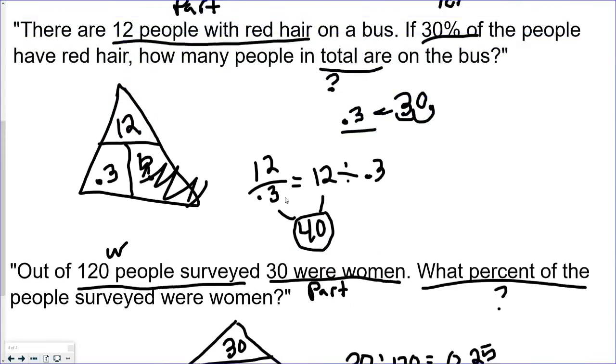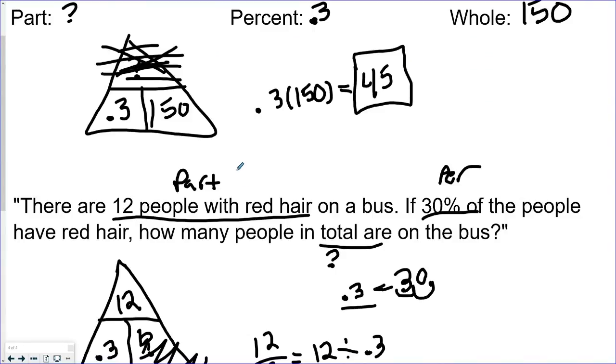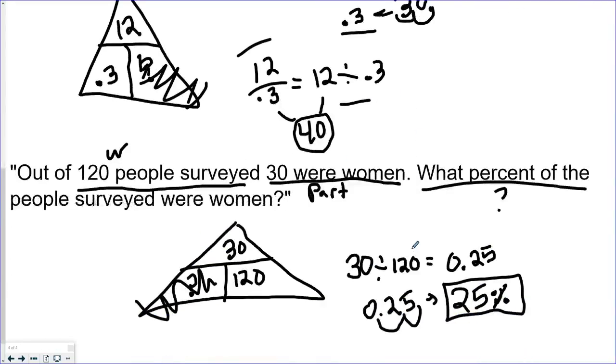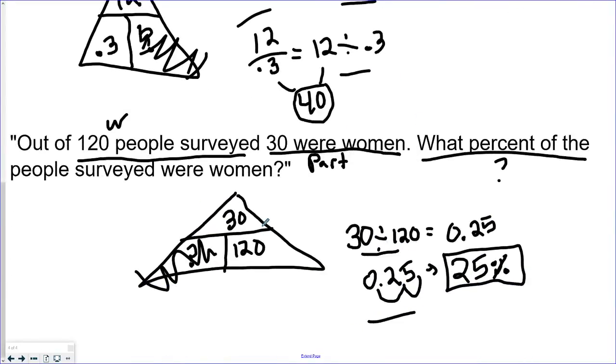So these are the three basic types of percent problems. And again, it all boils down to doing one of two things. You're going to take the numbers and multiply them, or you're going to take the numbers and divide them. So in this case, we multiplied the numbers, got my answer. Here we divided the numbers, got my answer. And then here we divided the numbers and got my answer.